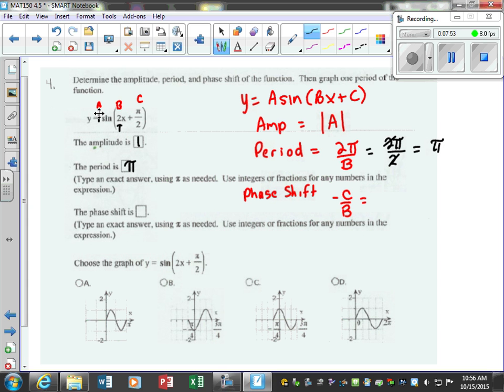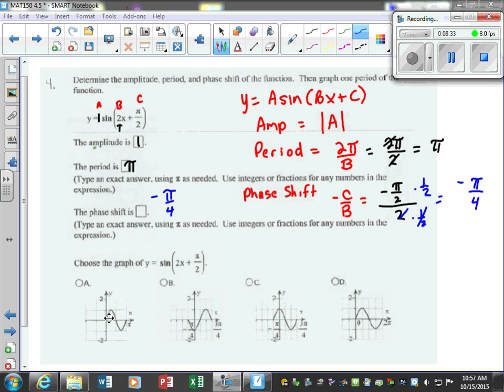Okay, and our phase shift we want to calculate, which is our c. So negative c divided by our b, which is 2. Okay, so if you want to algebraically multiply by the reciprocal, you would just get negative pi fourths. So our phase shift is negative pi fourths. Okay, so which one is shifted to the left pi fourths, has a period of just pi, and an amplitude of 1?